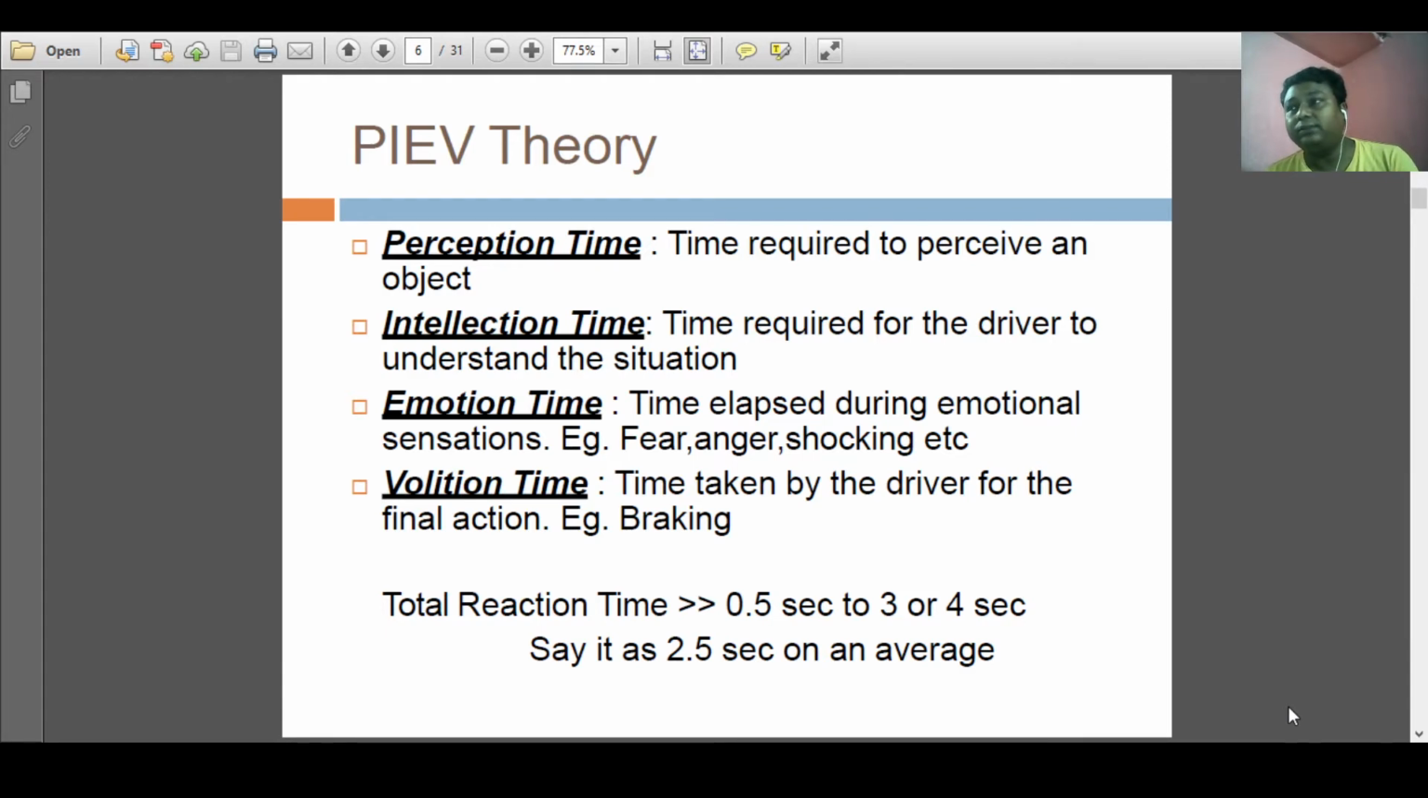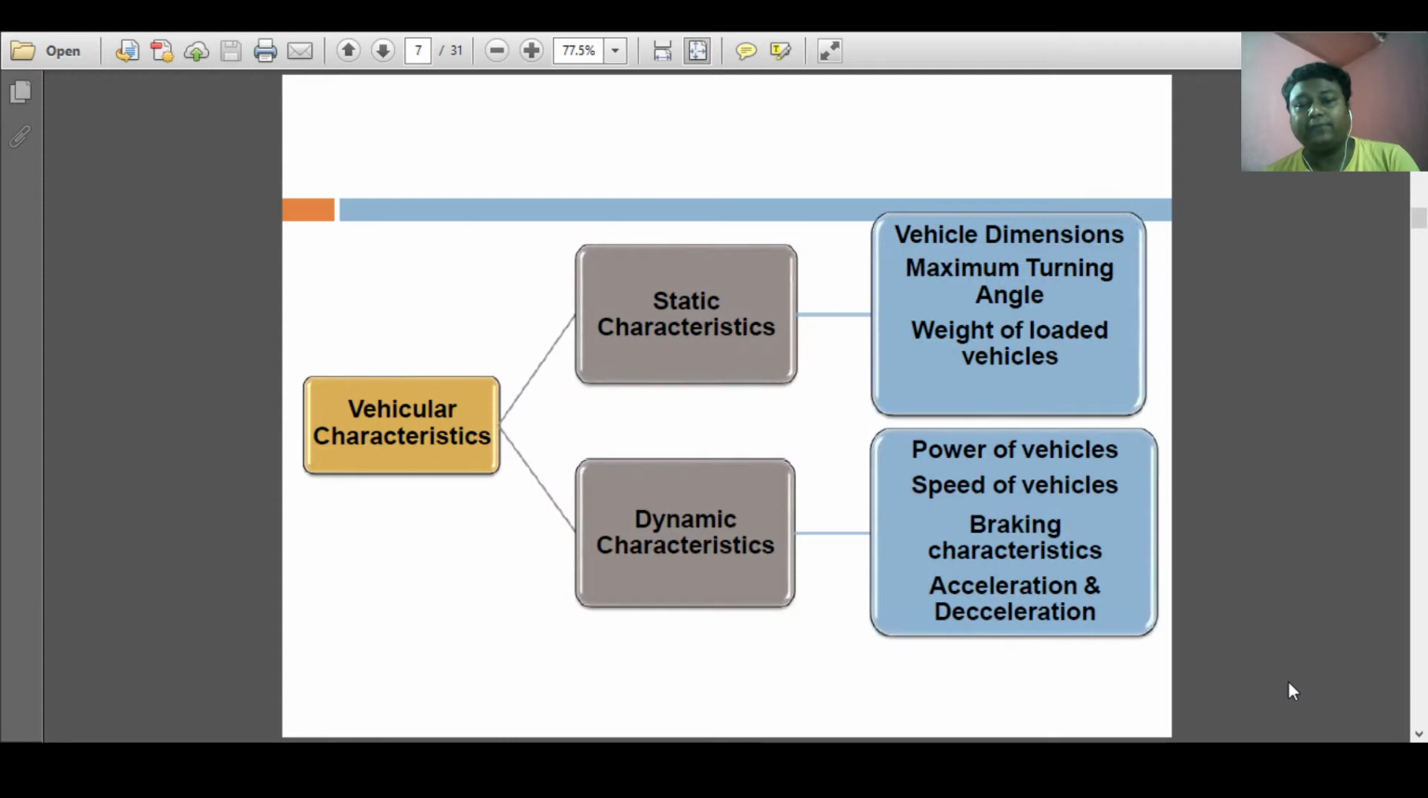And finally is the volition, the action taking time. So the volition is basically the action taking time. Now it's time to take some action, whether I stop the vehicle or take a diversion. So this is the time taken by the driver for the final action. Basically this total reaction time is in the range of 3 to 4 seconds. On average this reaction time is considered to be 2.5 seconds.